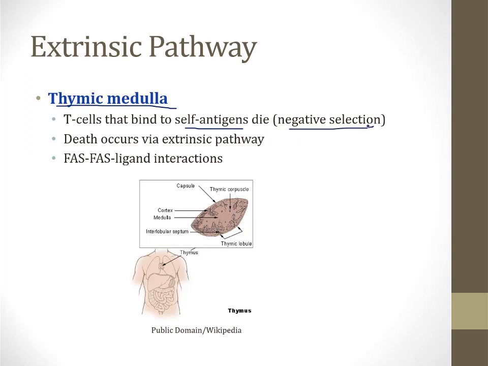This is called negative selection, which I talk about in videos in the immunology section. And when T cells bind self-antigens, death will occur via apoptosis via the extrinsic pathway, and this has to do with Fas ligand interactions. This interaction occurs between T cells and thymus cells, and that leads to apoptosis.